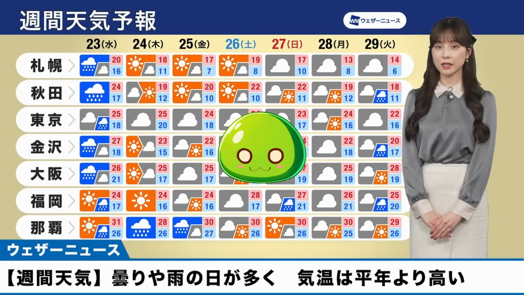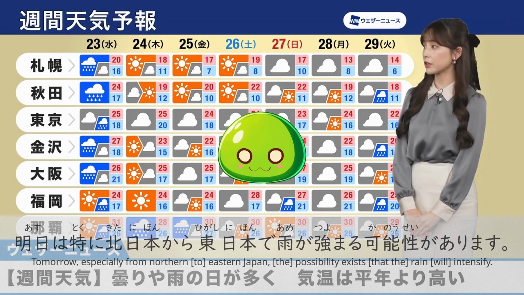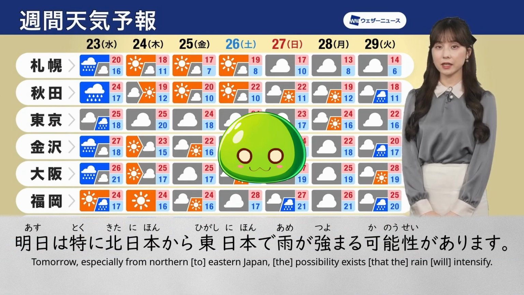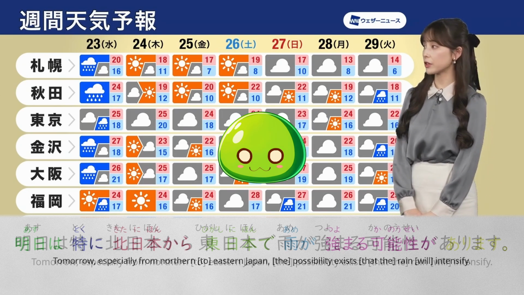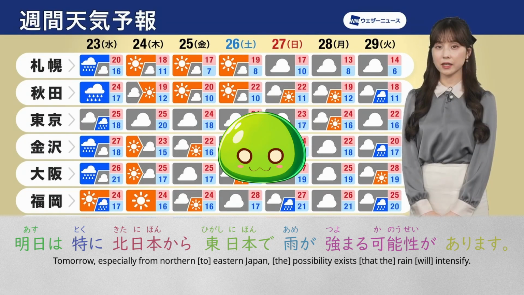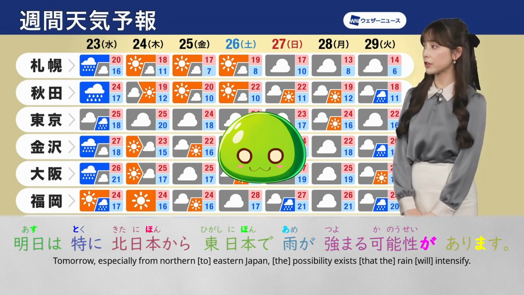Here's a report from a weather woman. Notice her speech pattern. 明日は特に北日本から東日本で雨が強まる可能性があります。 Here's what she is saying. See if you can tell where each phrase begins and ends. Here are the phrases. Now see if you can identify where the accents are. Here are the accents.